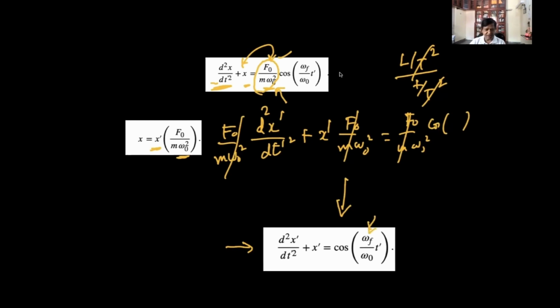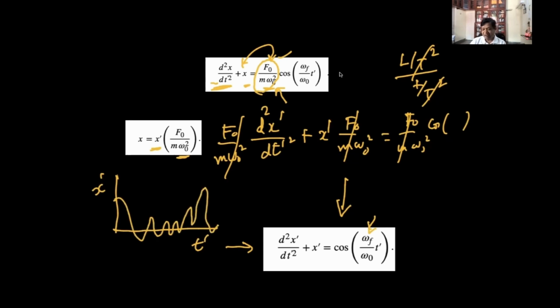You can do it analytically, it's straightforward, an inhomogeneous differential equation. Or you can also solve this on a computer. On a computer, I solve the differential equation, which I'm going to discuss later in the course. Then I plot x prime. The y-axis will be x prime, the x-axis will be t prime, and we plot. It depends on omega f by omega naught, so it could be some function like that.